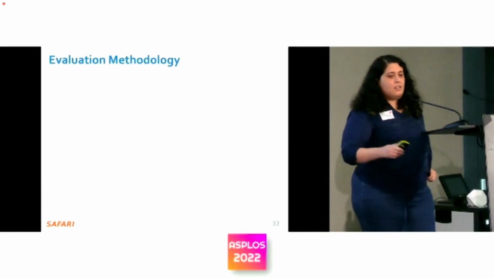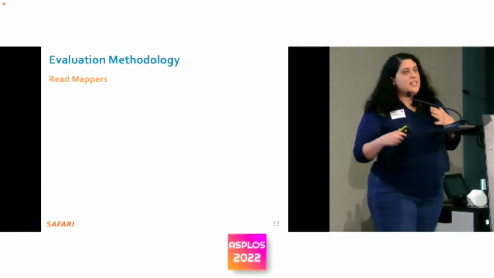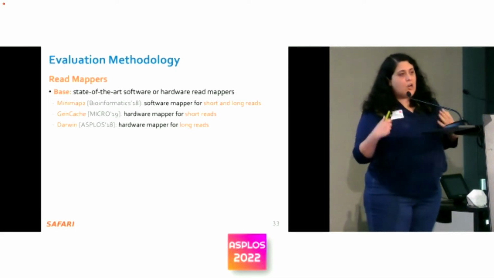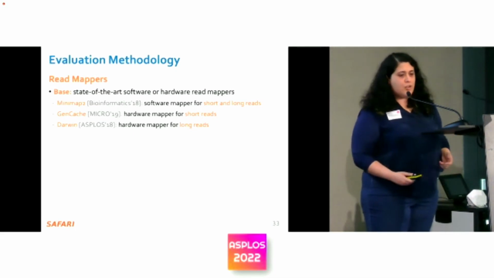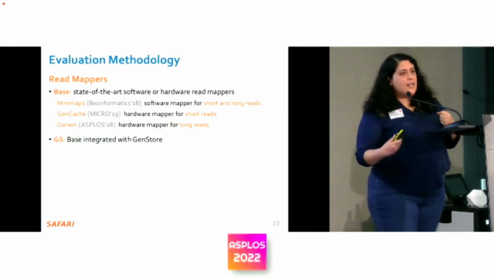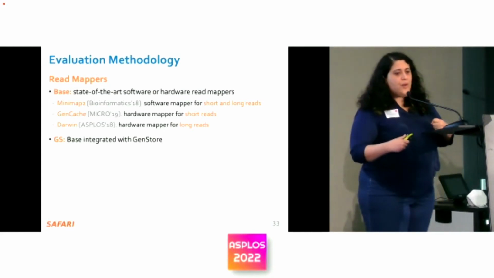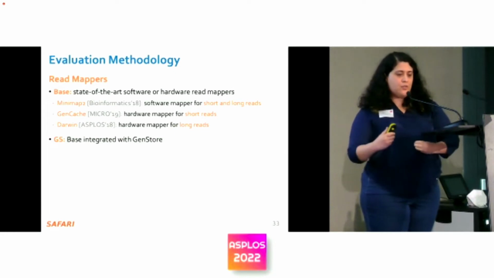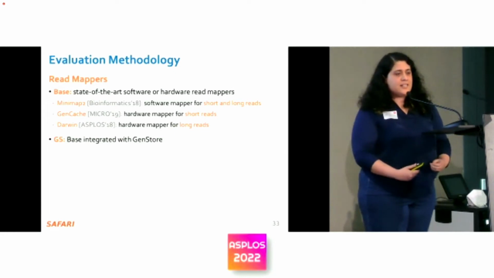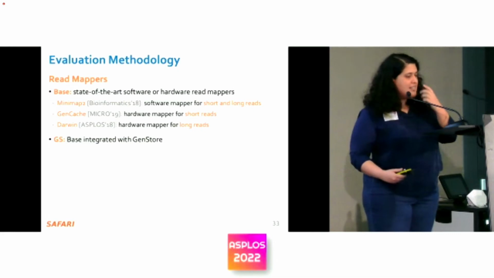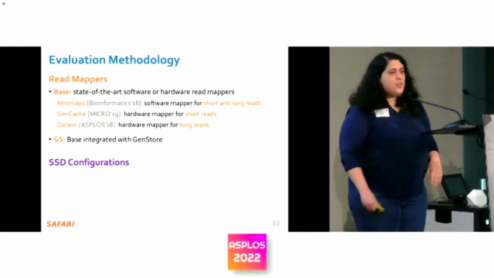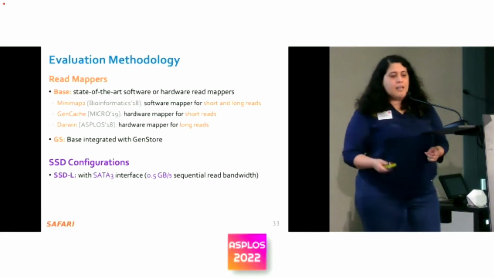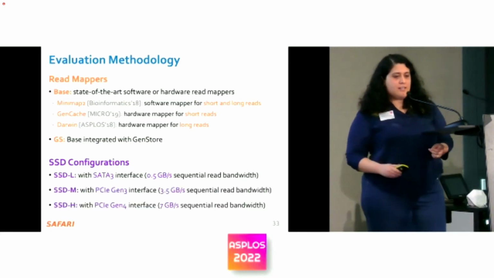Now, let's take a look at our results. So we analyze various read mapping systems, which are state-of-the-art software and hardware read mappers for short and long reads. And we also analyze the performance impact of GenStore when these state-of-the-art read mappers are integrated with GenStore operating inside the SSD, filtering the non-matching reads, and see how much benefit that provides. And we also analyze various types of SSDs: a low-end SSD, a medium-end SSD, and a high-end SSD.